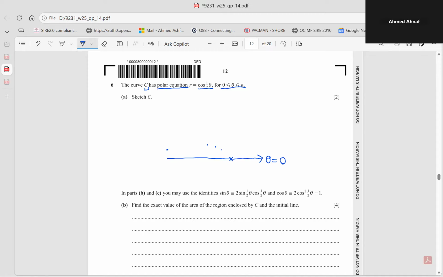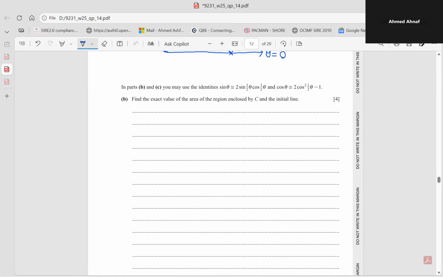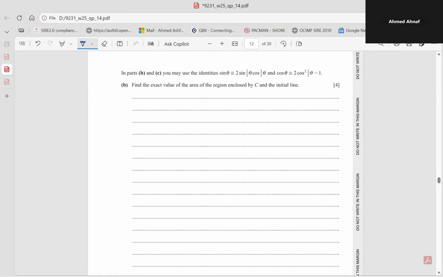And then I'm just going to immediately increase it to pi. It's just 0. So therefore, it would roughly be like this. So this is C. This would be our final answer for the first part. Let's move on to the next part.